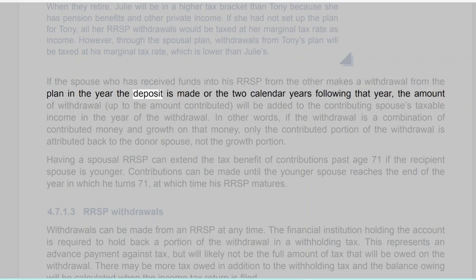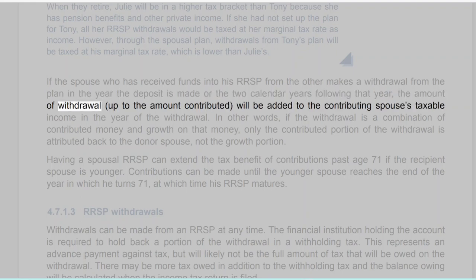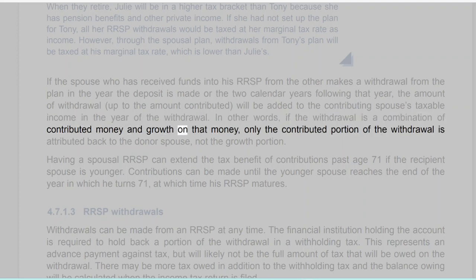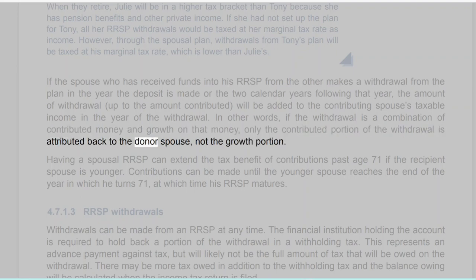If the spouse who has received funds into his RRSP from the other makes a withdrawal from the plan in the year the deposit is made or the 2 calendar years following that year, the amount of withdrawal, up to the amount contributed, will be added to the contributing spouse's taxable income in the year of the withdrawal. In other words, if the withdrawal is a combination of contributed money and growth on that money, only the contributed portion of the withdrawal is attributed back to the donor spouse, not the growth portion.